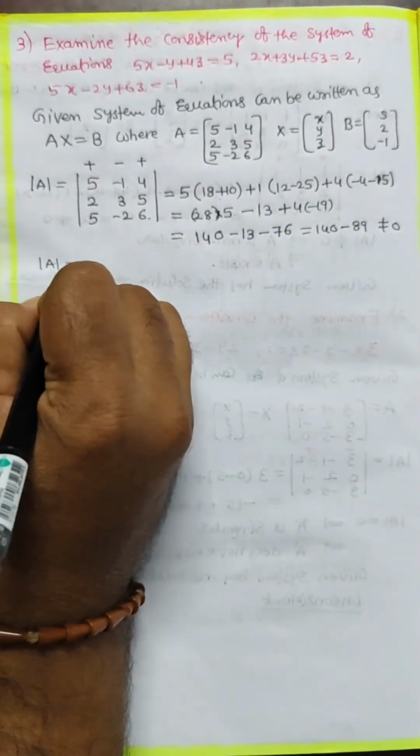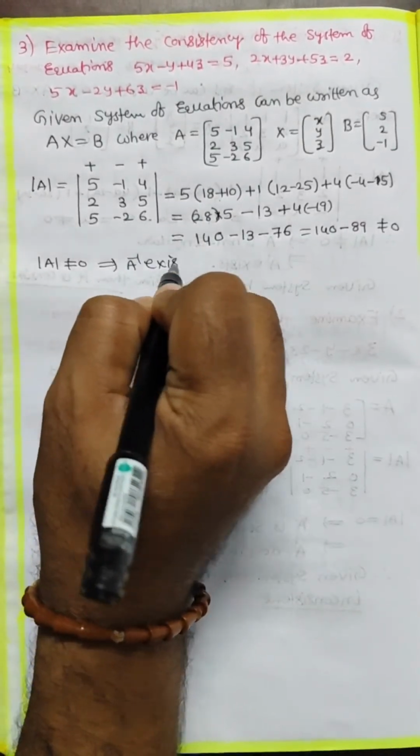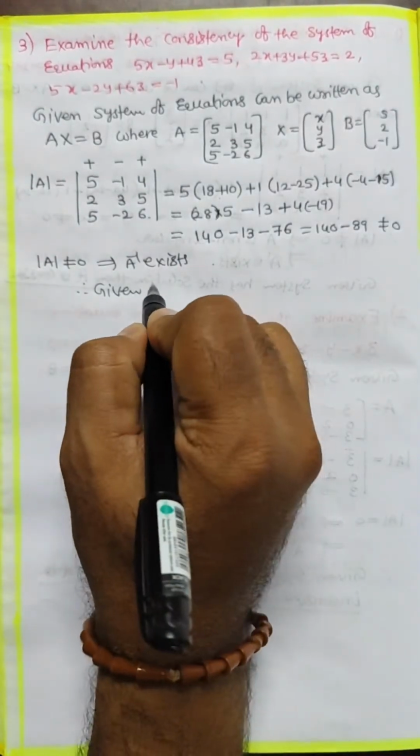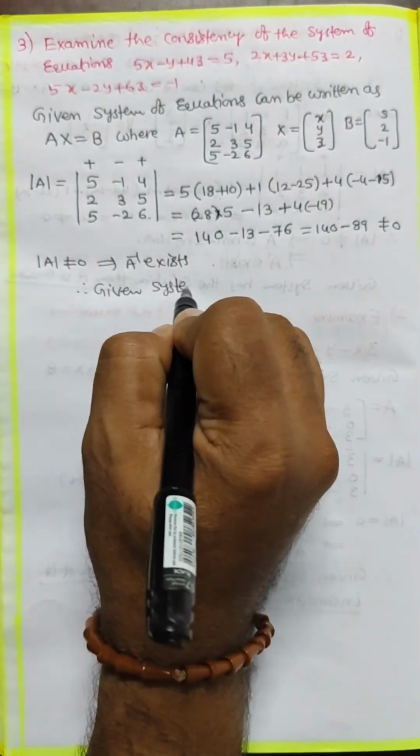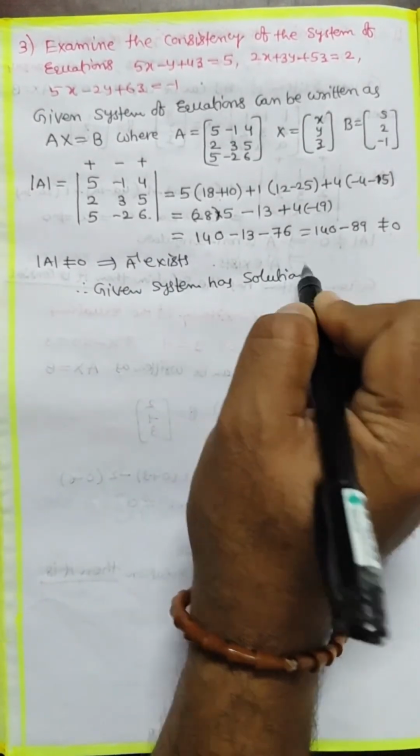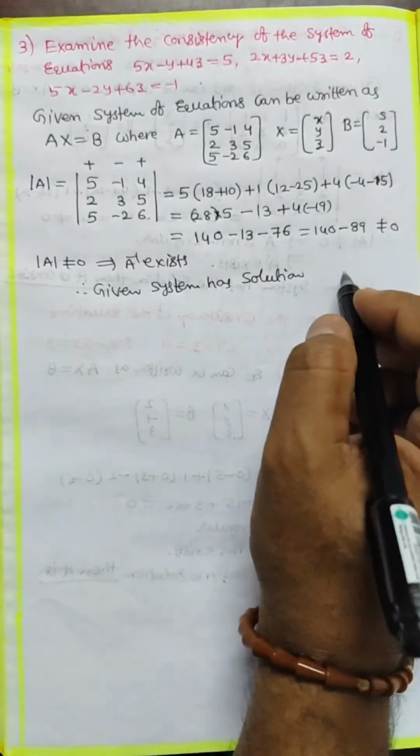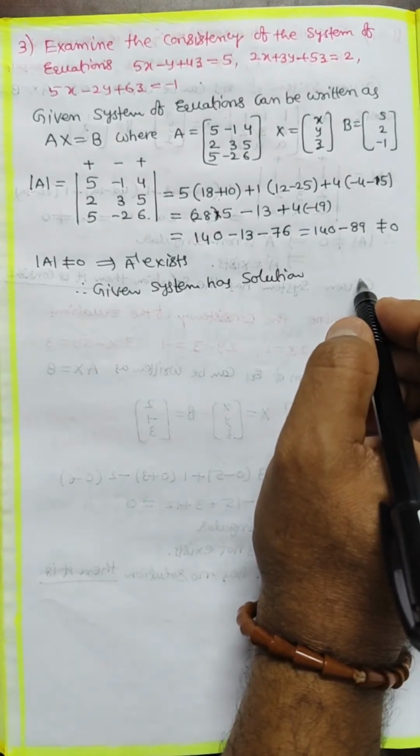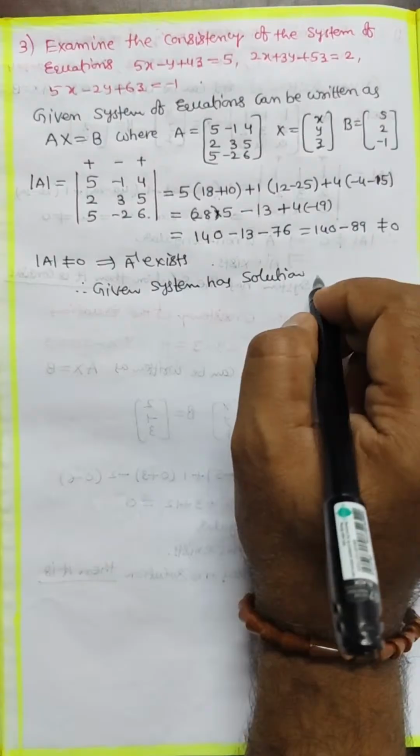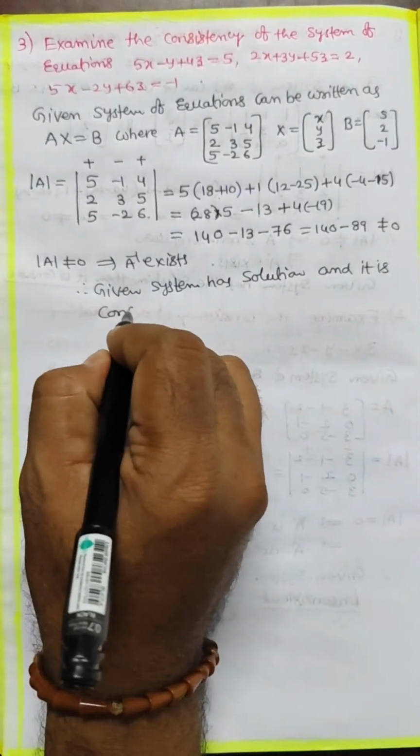So det A not equal to 0, that implies A inverse exists. Whenever A inverse exists, the given system has a solution. The given system has a solution, and it is consistent.